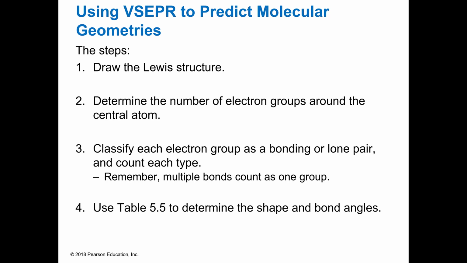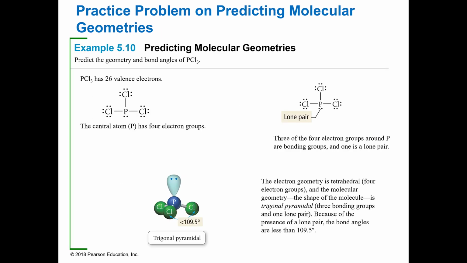So when we're predicting the molecular geometries, I kind of did it quickly before, but you look at the Lewis structure, you look at how many electron groups, then you do the electronic geometry, then you do what we call the AB formula, or the ABU formula, to see if you have any unshared electrons or lone pairs, and then you use the table to determine the shape and the bond angles.